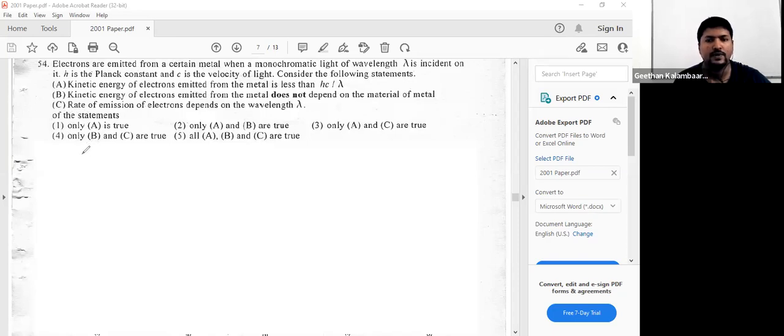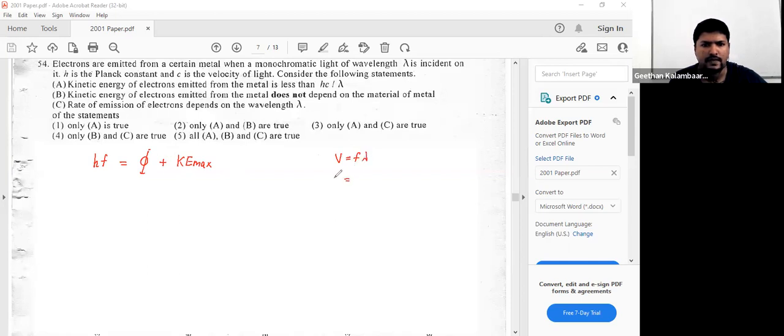There is an Einstein equation for the photoelectric effect, where the energy given by the incident photons, that is hf, is equal to the work function plus the KE max, the maximum kinetic energy of the electrons. So the first one says the kinetic energy of emitted electrons is less than hc over lambda. According to the equation, v equals f lambda.